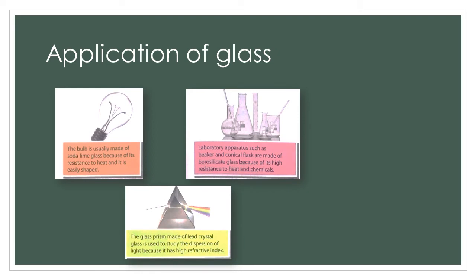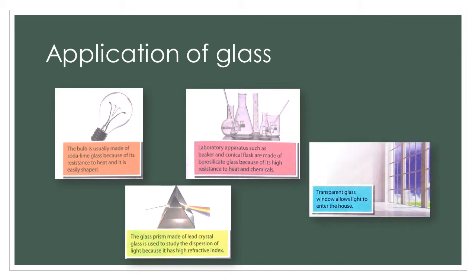Okay, next we have this one. I'm sure everybody knows, right? This is a glass prism made of lead crystal glass. It is used to study the dispersion of light because it has a high refractive index. Because of this property, we use it to produce glass prisms.